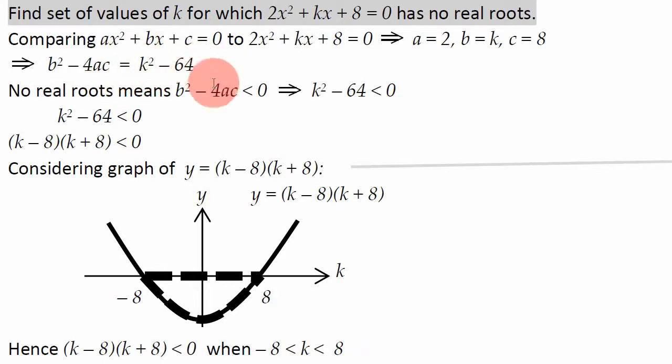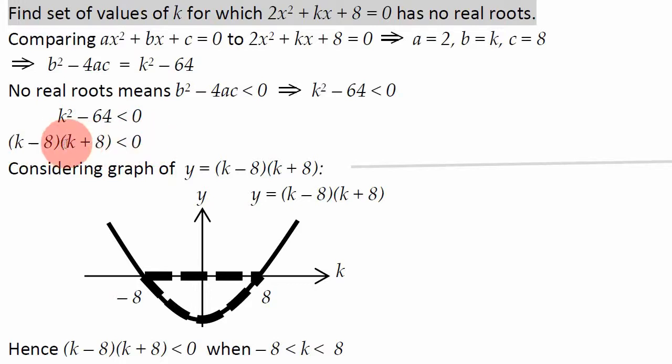That's our discriminant. And the fact that we've got no real roots means our discriminant is less than 0. I've talked about that in my previous video, so hopefully that makes sense, that b squared minus 4ac is less than 0. Therefore k squared minus 64 is less than 0, because k squared minus 64 is our discriminant in this case. Basically, that's a quadratic inequality. So, factorizing that, difference of two squares gives you k minus 8 times k plus 8 is less than 0.